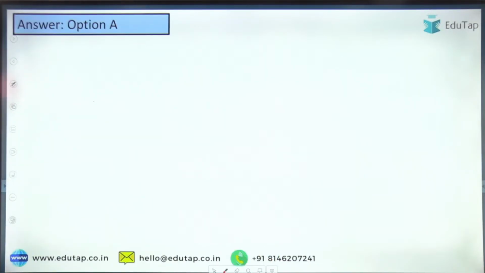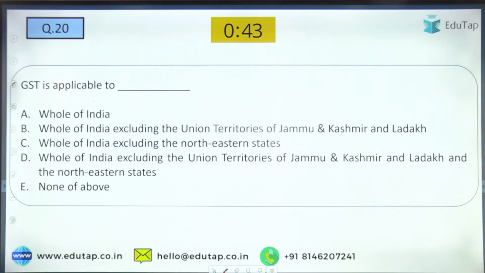Now the last question for today's discussion regarding the finance. So a very easy question, just to boost your confidence. GST is applicable to dash.